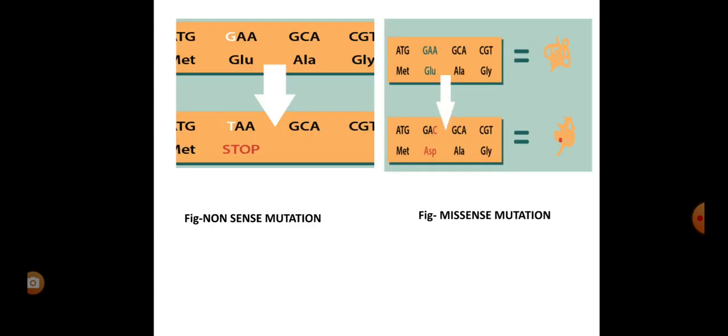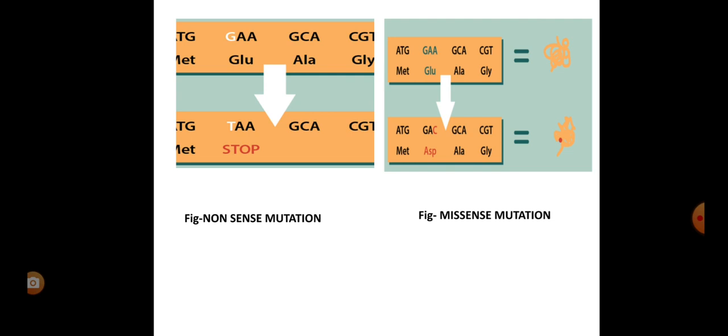Now the first diagram is for nonsense mutation. Here you can see some sequences of nucleotides. GAA, GCA, these are DNA sequences or nucleotide sequences, and these particular sequences synthesize a particular amino acid, like GAA synthesizes glutamine, GCA is alanine, etc.